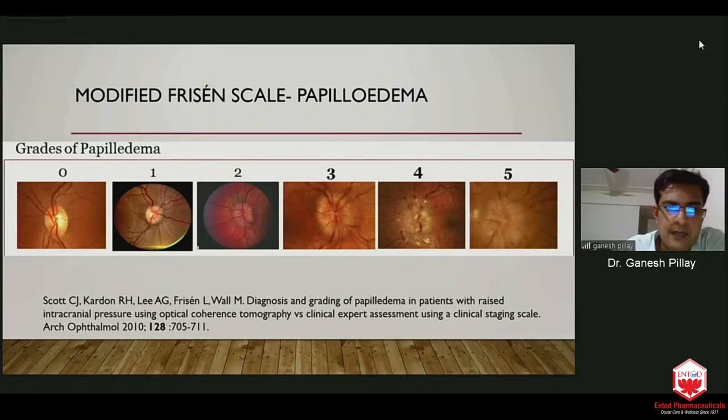Grade zero, there is no papilledema. Grade one, there is a C-shaped halo around the disc. Grade two, a complete halo around the disc. Grade three, we can see mild obscuration of the vessels while they are leaving the disc. Grade four, there is gross obscuration of vessels, and grade five, you cannot see any vessel at the disc.